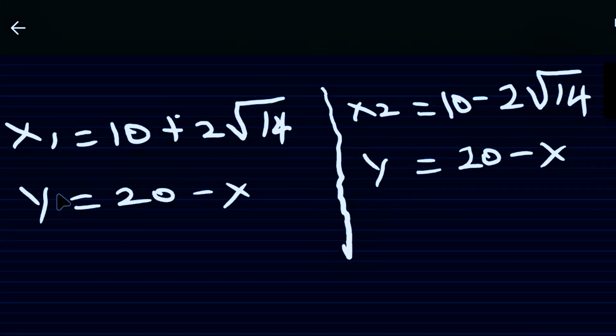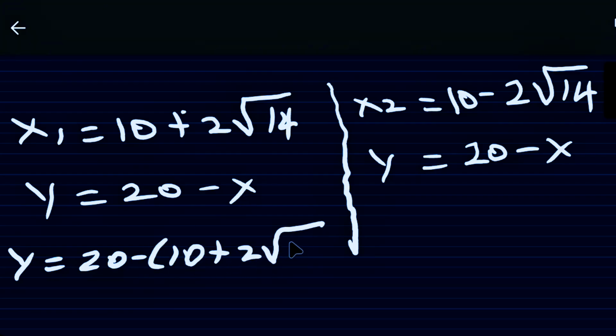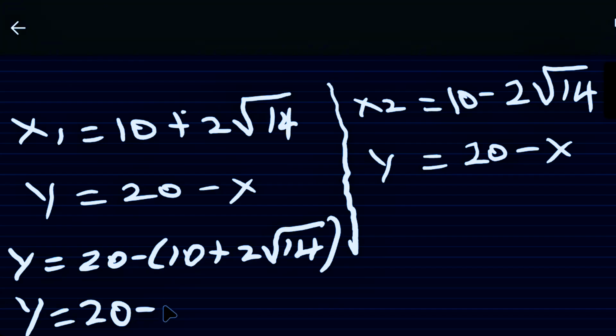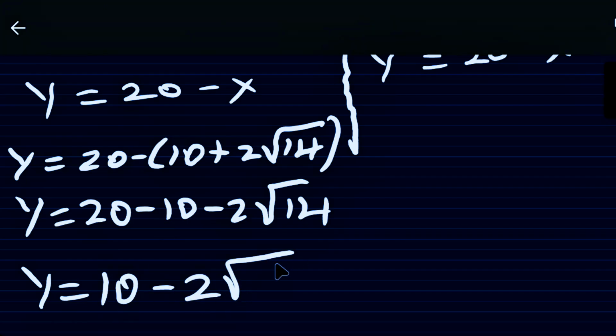Okay, so from here we can find the value of y1 here and find the value of y2 here using the value of x that we have gotten. Okay, so from here, y will be equal to 20 minus x, which is 10 plus 2 square root of 14. Okay, now this is y. So we have y to be equal to 20 minus times positive 10 here will give us minus 10. Then this minus times plus here will give us minus 2 square root of 14. Okay, so from here we have y to be equal to 20 minus 10 will give us positive 10 minus 2 square root of 14.